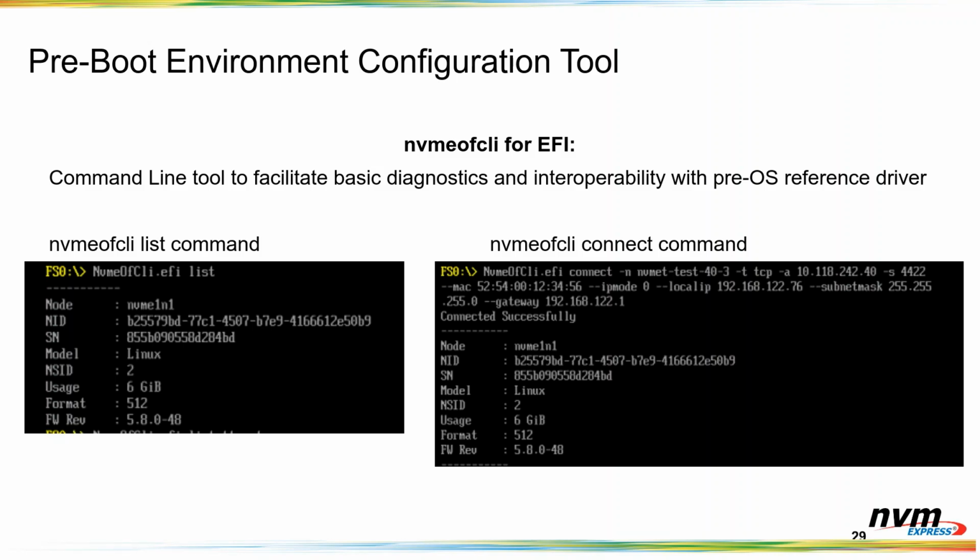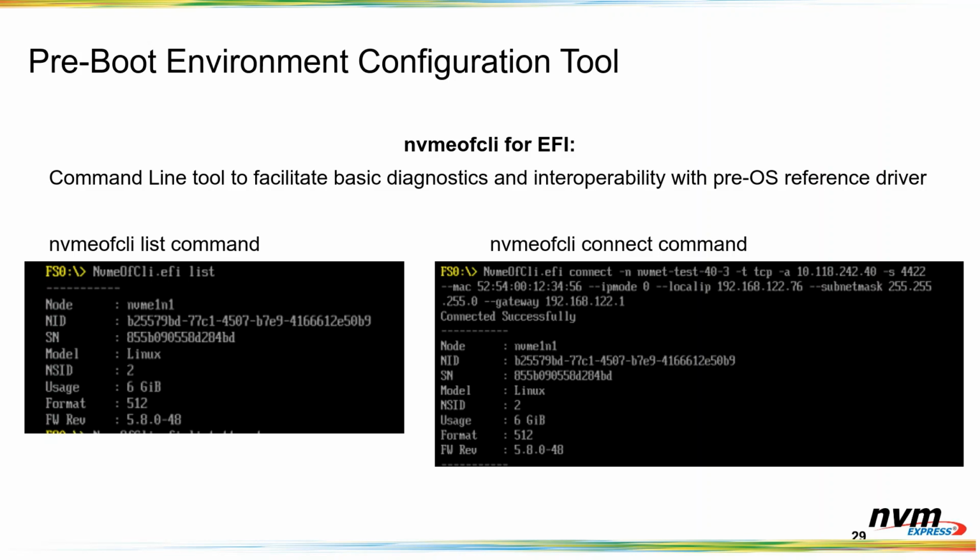This command line tool was heavily inspired by Linux's NVMe CLI and was designed to facilitate the same basic configuration and diagnostics that Linux has from its user space today, and allowed us to test out a lot of our interoperability of the pre-OS reference driver. In some example cases we have here, the NVMe-oF CLI command provides a list of known NVMe-over fabric devices that have been attached with their associated attributes. This includes their CNS03 namespace unique identifier, which is a GUID, and the capacity of the namespace and model.